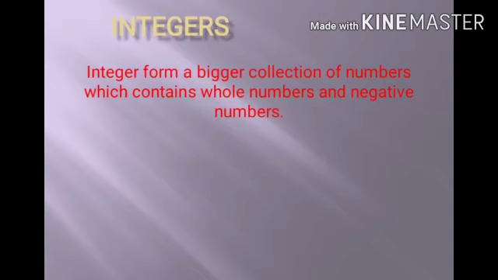Let us discuss integers. So, what is an integer? Integers form a bigger collection of numbers, which contains whole numbers and negative numbers. Or else we can say that integers involve 0, positive numbers and negative numbers, where 0 is neither positive nor negative. First of all, we will review and revise what we have done about integers in the previous class.